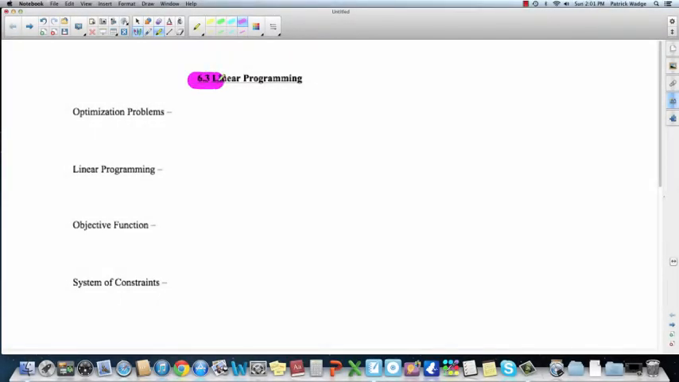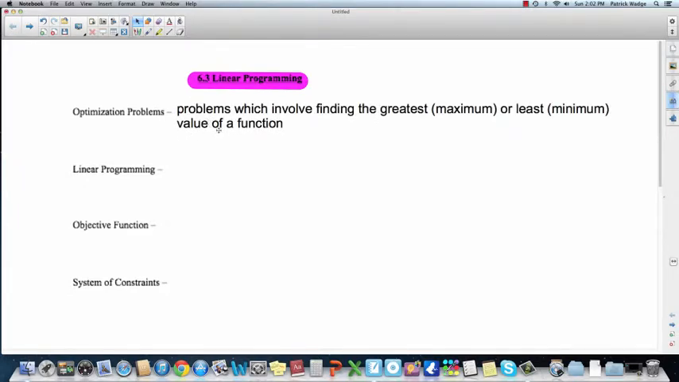Section 6.3 is on linear programming. So basically what we're going to do in this section is solve optimization problems. Optimization problems are problems which involve finding the greatest, also called the maximum, or the least, the minimum, value of a function.